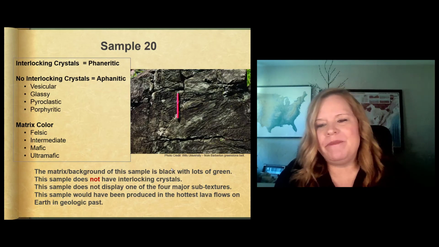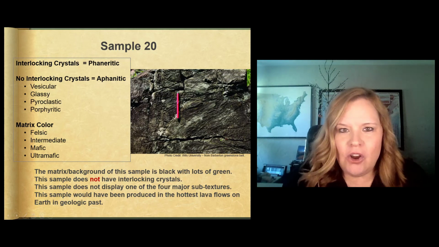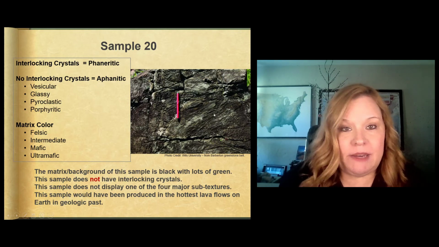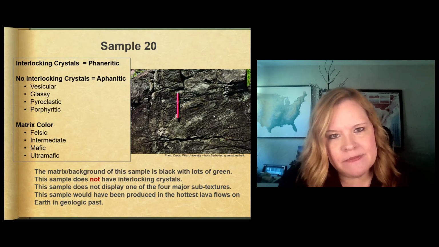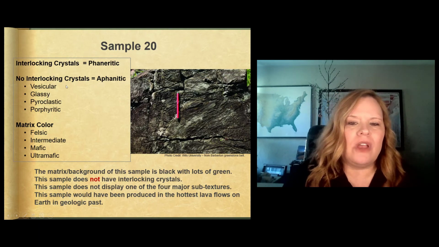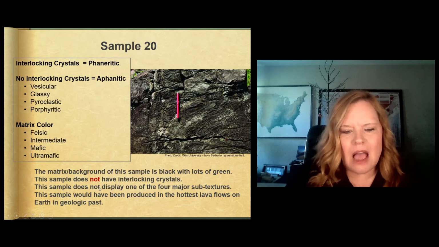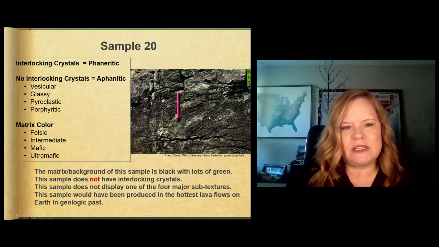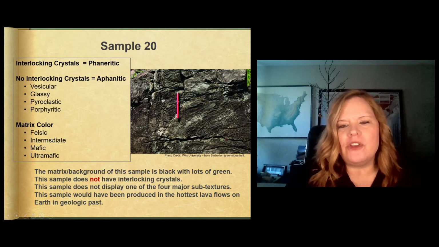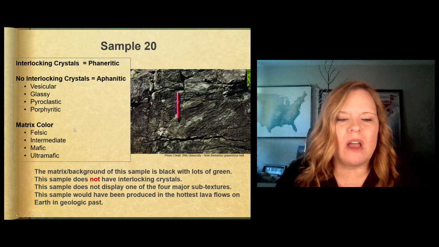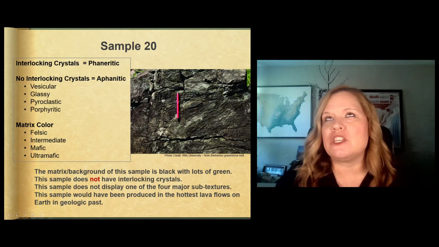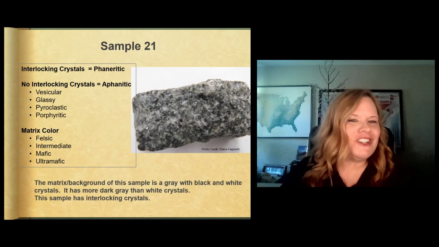Let's move into sample 20. All right, first things first. Very rare, and quite frankly, most of this has been somewhat metamorphosed, and it's black with a lot of green. There are no interlocking crystals. So first of all, we know it's aphanitic because there are no interlocking crystals. It's hard to say, I mean, it does not display one of the characteristics of subtexture. The key thing is which matrix color do you have, and it's black and green. It's harder to see the green until you get really close up to one of these rocks, but it's in this category right here. So what's the name of the igneous rock that would fall in that group? It's extremely rare. All right, let's move into 21.